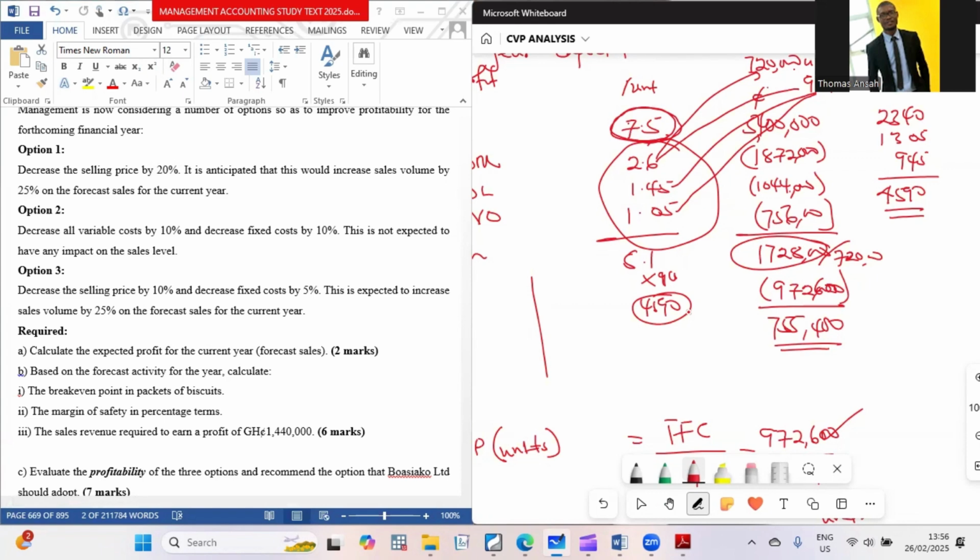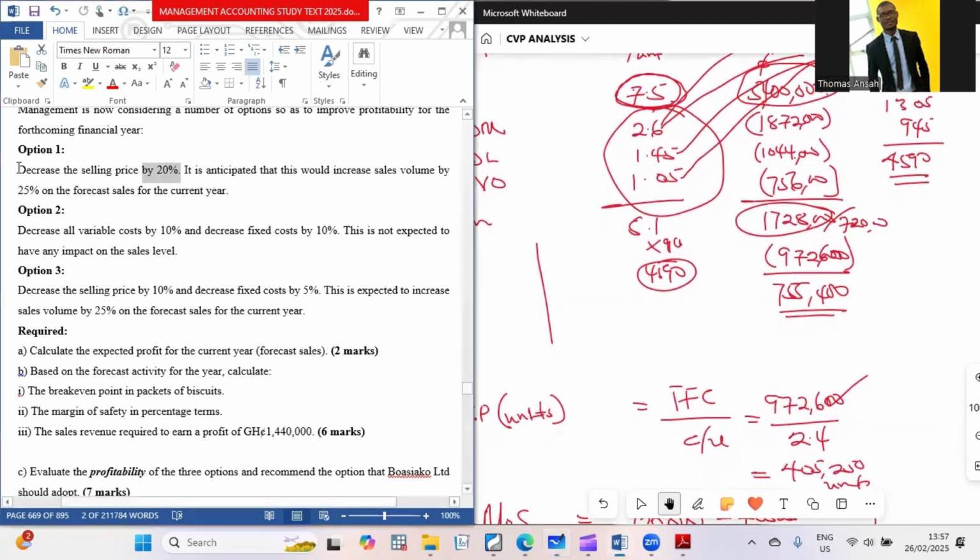Which was increased by 20%. So the selling price went up, because this is what we had before. If you divide it by per unit, it should give you this 7.5. So basically that is that.